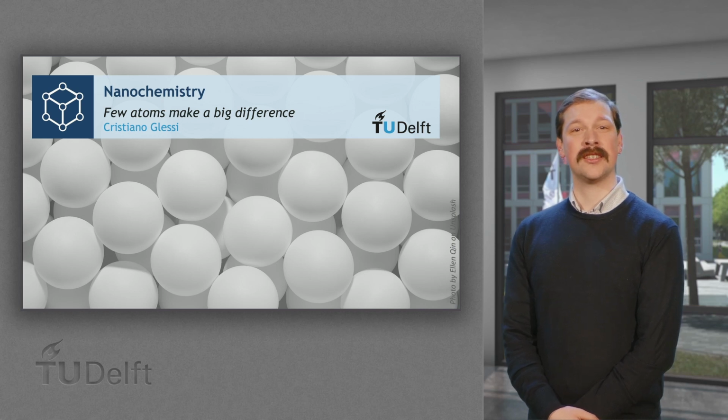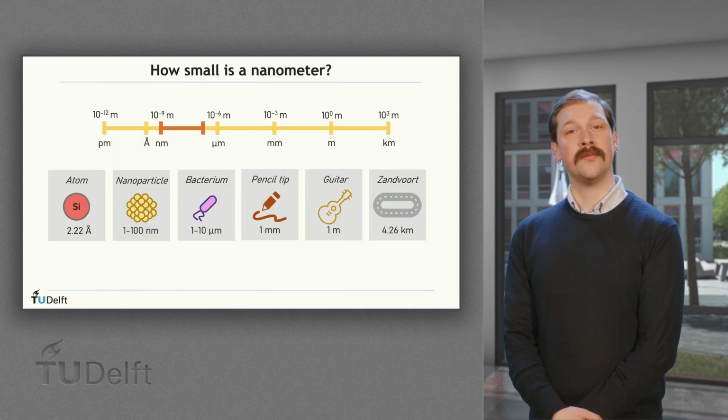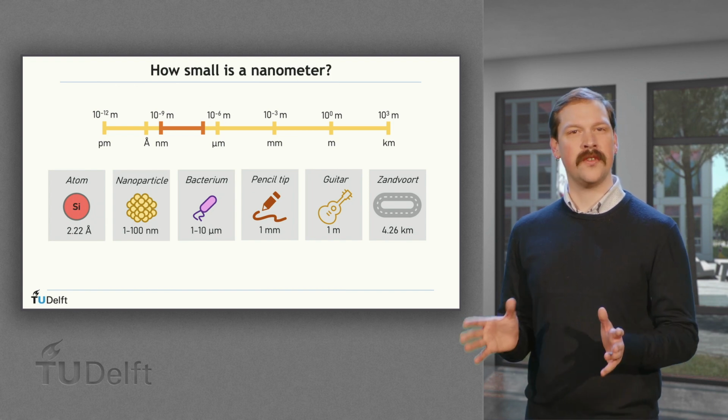Today, we will discuss nanochemistry. Nanochemistry is the study of chemistry at the nano scale. But how small is a nanometer? A nanometer is 1,000 millionth of a meter. Let's try to visualize it.